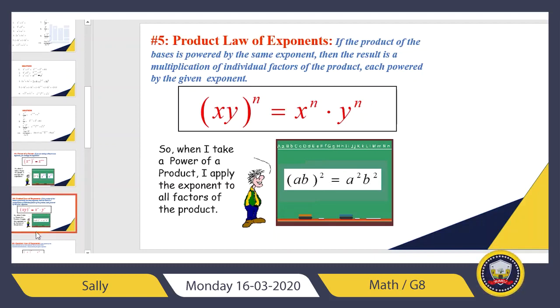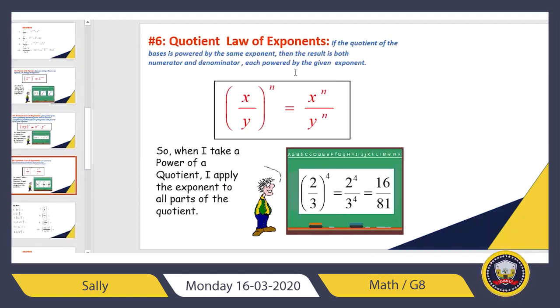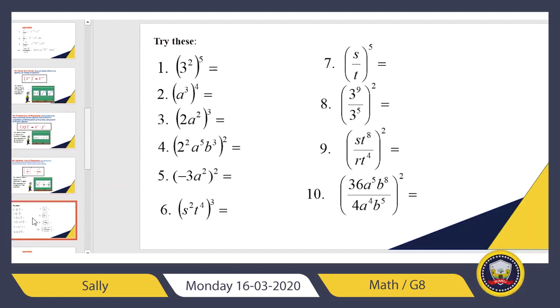Let's take another example. For example, here, if I have 3 to the power of 2 all to the power of 5, the answer will be 3 to the power of 10. Okay, here, if I have A to the power of 3 all to the power of 4, it means A to the power 3 times 4 equals 12.